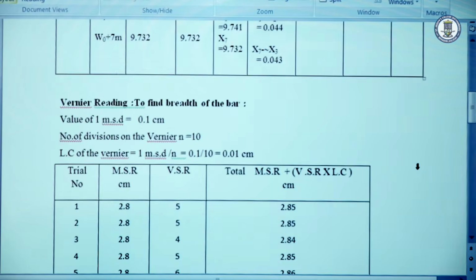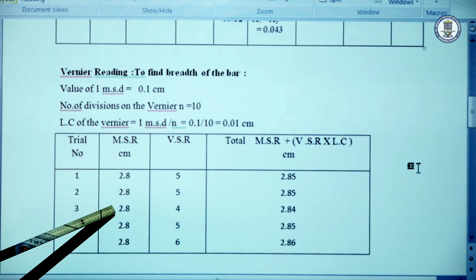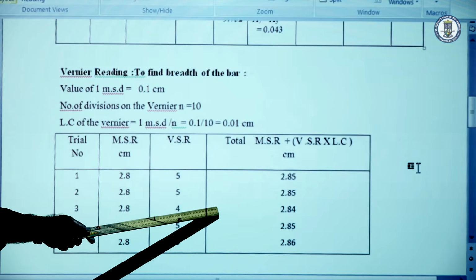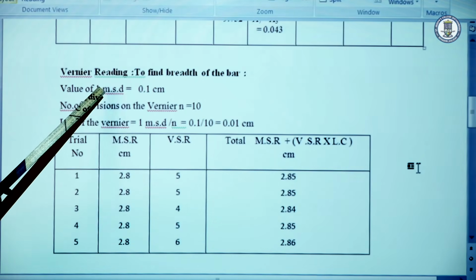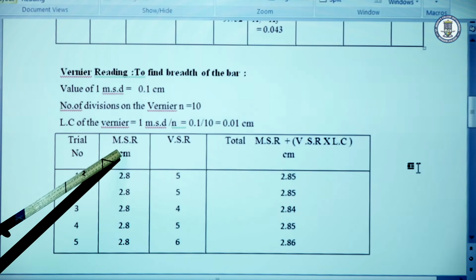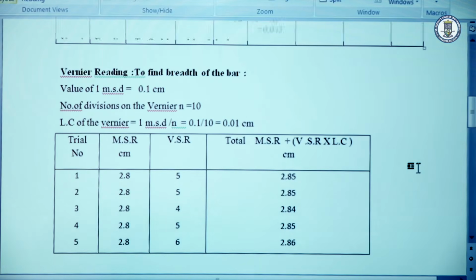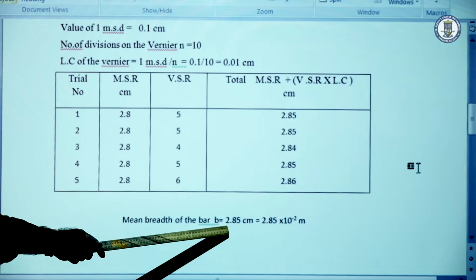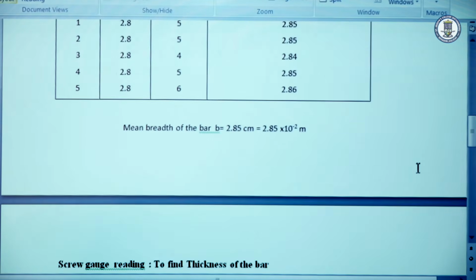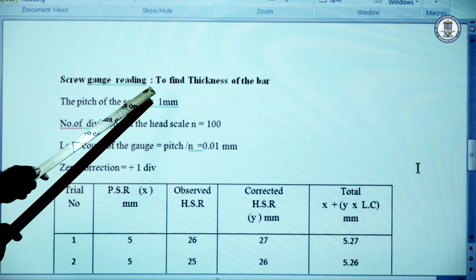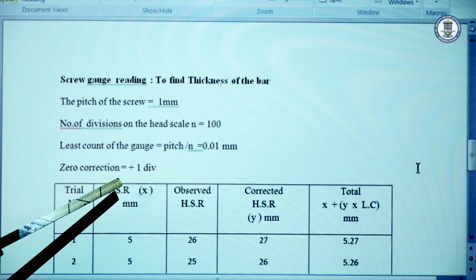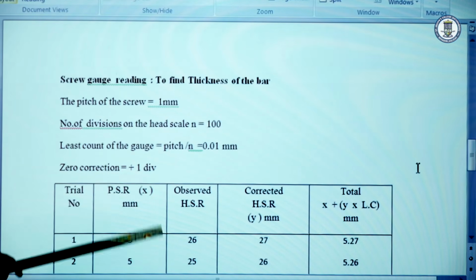Now, similarly, using the vernier, we obtain the breadth of the bar. The least count is initially found out, the MSR reading and the corresponding VSR are noted. So, the total is calculated. We obtain the mean breadth B as 2.85. Then using the screw gauge, initially the least count of the screw gauge is determined. Here we obtain a correction of only one division.